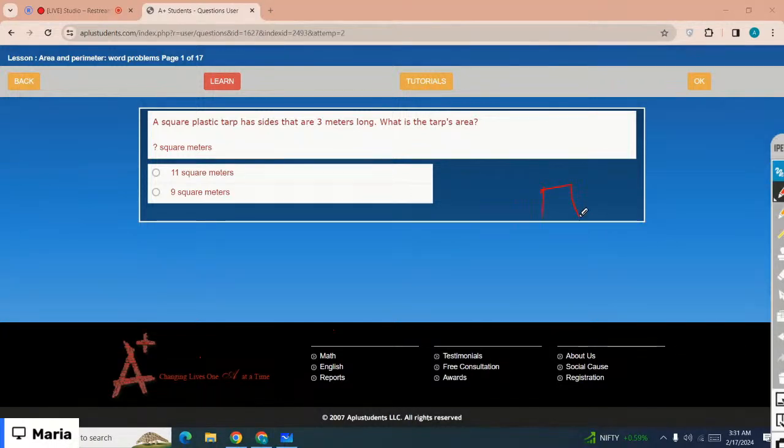It looks like this. So area of square is side times side. You need to do 3 times 3, that is 9 square meters. The correct option is 9 square meters. Got it? So area of square is side times side.